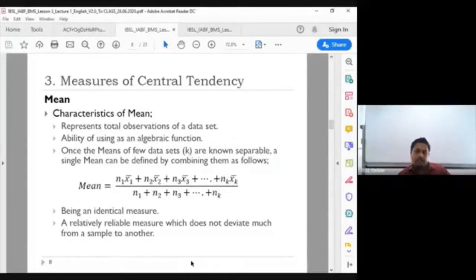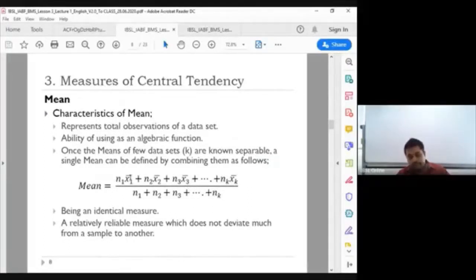We'll discuss that also. We discussed that if you have been given a mean for a particular data set, and if you want to combine them all together, data set 1 to data set K, you could multiply.